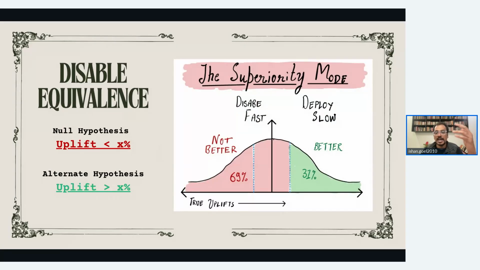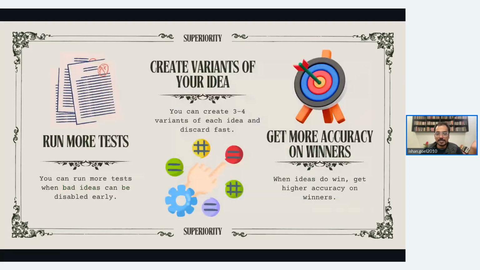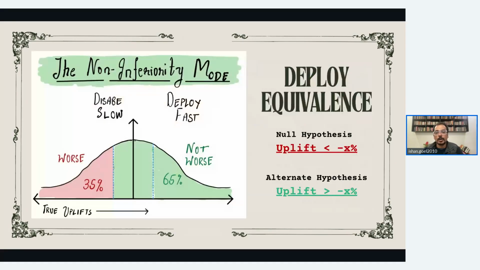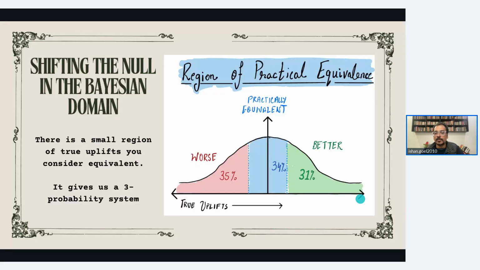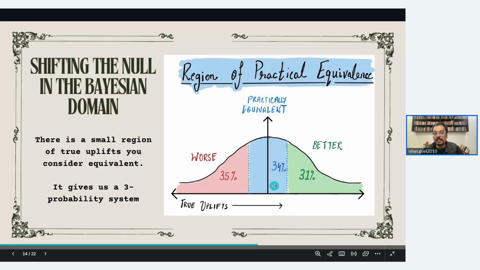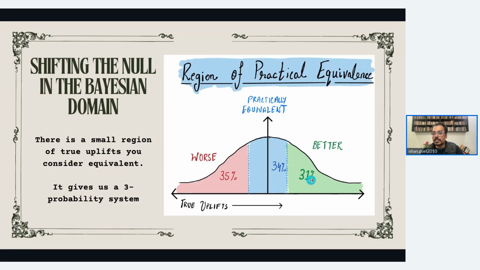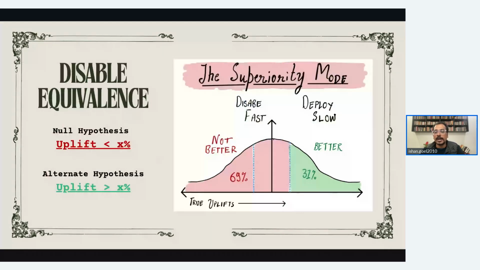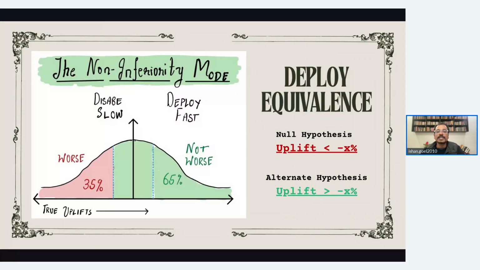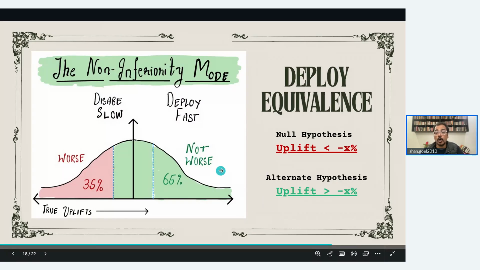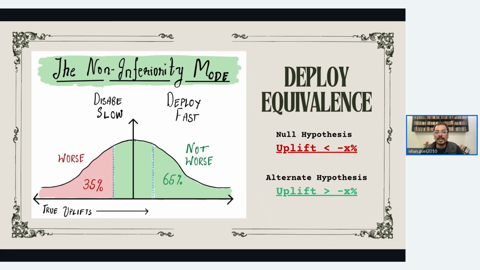Finally, moving to the other mode of testing that you can utilize, that is the non-inferiority mode of testing. This is when you use equivalence to actually deploy. So what you say is that I'll use the probability of equivalence to deploy. I'll sum these up, and whenever this crosses 95%, I'll deploy, and I'll deploy early. So the idea here is that you are able to deploy any variation when it is not worse than baseline.